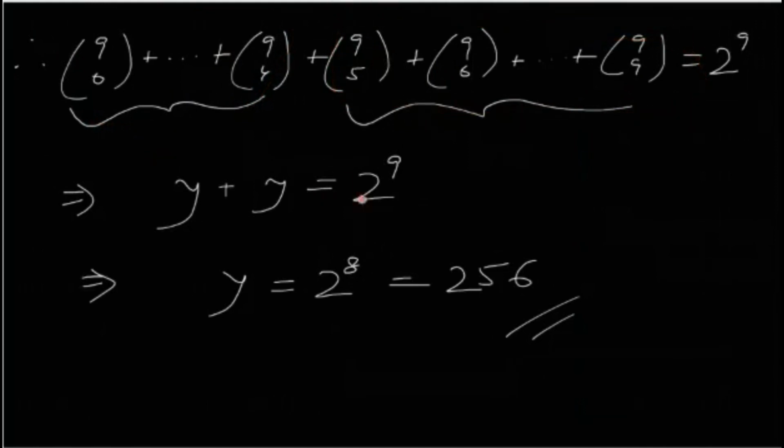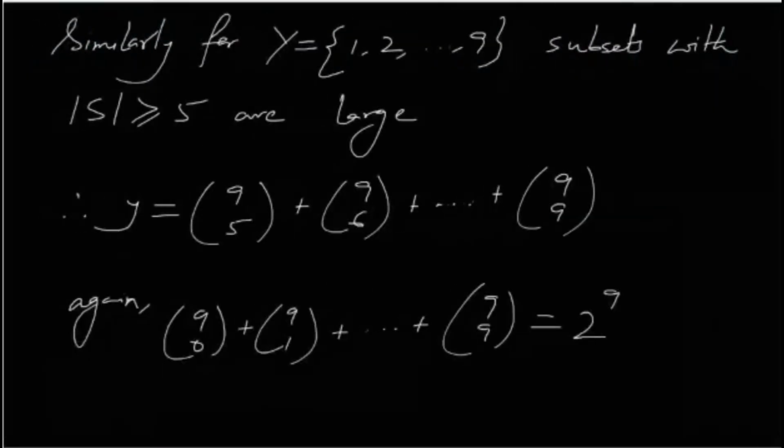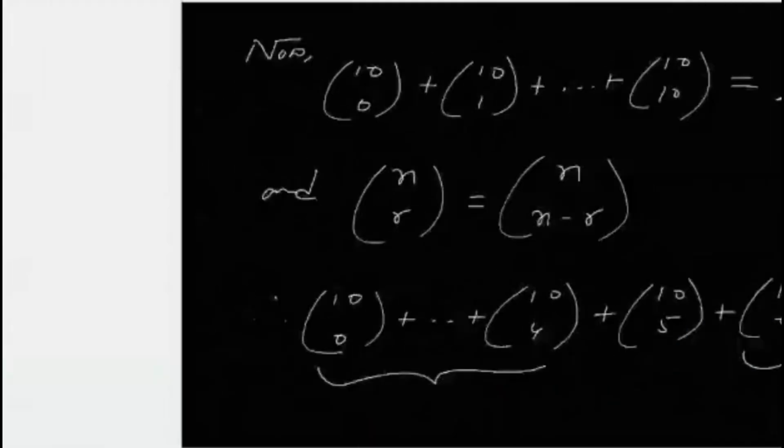So y plus y equals 2 to the 9. So y is nothing but 2 to the 8, right? Which is 256. So basically y turns out to be 256 and x is 386. So option B is the right answer to this problem.